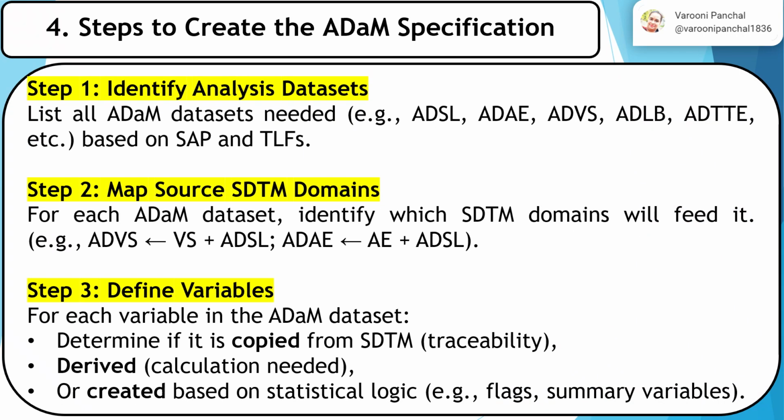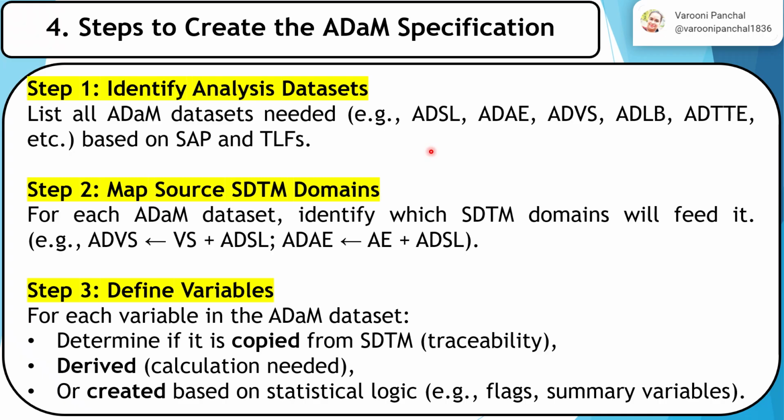Next are the steps to create the ADaM specification. The first step is to identify analysis datasets. List all the ADaM datasets that are needed. For example, ADSL is a common one. ADAE is also common because we are conducting clinical trials based on subject and the safety and the efficacy.